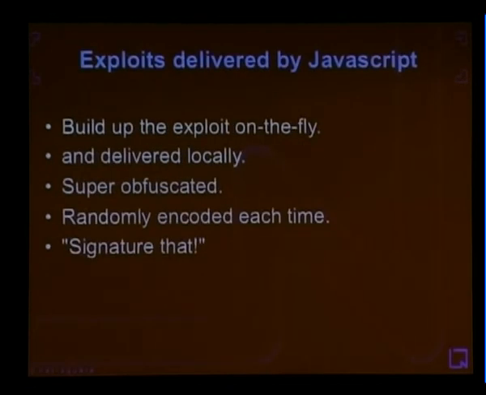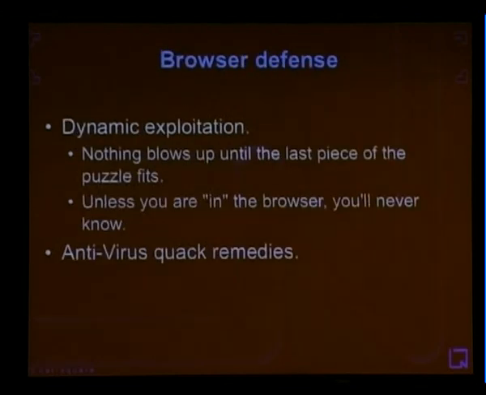So the problem is, exploits can be delivered by JavaScript. They're built up on the fly. They're actually delivered locally because JavaScript gets loaded on your machine and then exploits your browser. It's not a remote exploit at this point. It's just remotely loaded and locally exploited. And you cannot signature this. You don't know if you have an exploit at hand unless everything fits together at the last moment. So you have to be in the browser to be able to stop these types of exploits.